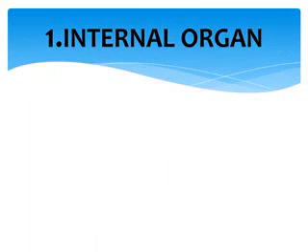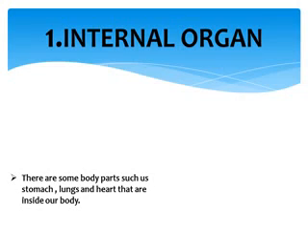So we are going to see here the internal organ. So what are internal organs? The internal organs are those which cannot be visible. You can't see my lungs, stomach, heart, brain or kidney. You can't see mine. So these parts are called the internal organs. There are some body parts such as stomach, lungs, heart that are inside our body, so they cannot be seen.